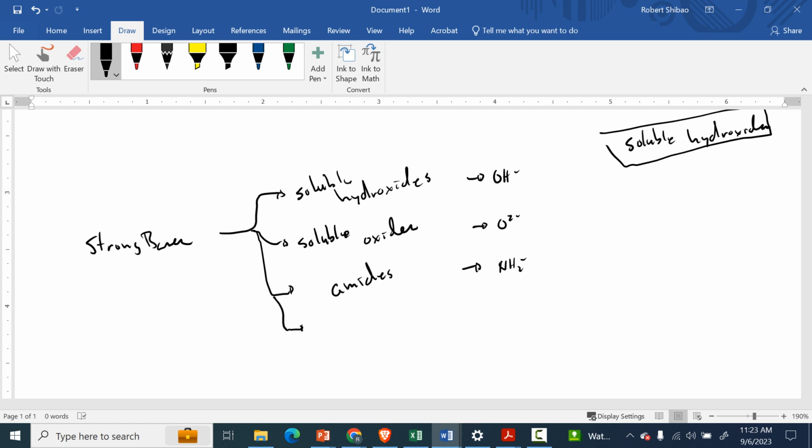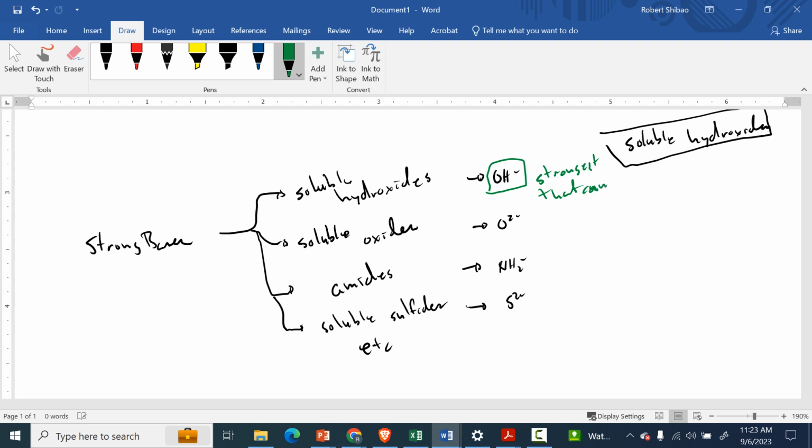What else? Yeah, the soluble sulfides, etc. But these are the main ones. Now, what you have to know is: what is the strongest base that can exist in water? Hydroxide. This is the strongest base that can exist in water.